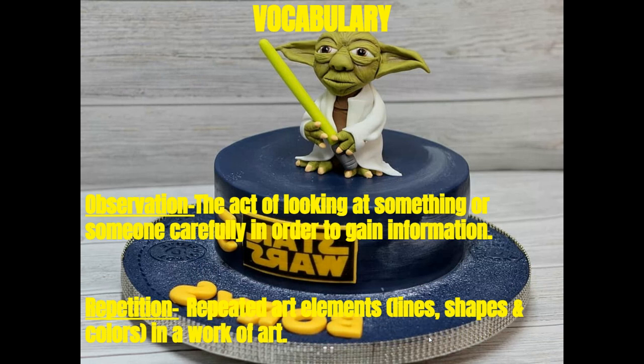Our first vocabulary word is observation, the act of looking at something or someone carefully in order to gain information. Observing is thinking while seeing. Artists observe carefully. Repetition is repeated art elements such as lines, shapes, and colors in a work of art.